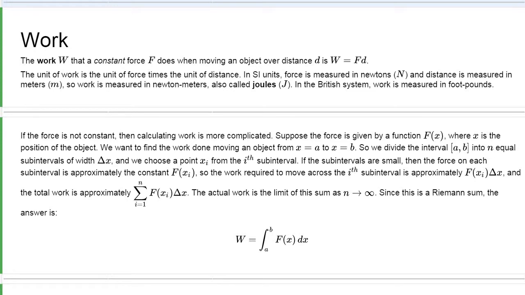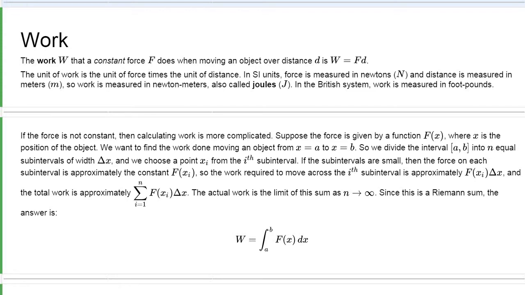Now in that definition, you need the force to be constant. The unit of work is the unit of force times the unit of distance. When the force is measured in newtons and the distance is measured in meters, the unit of work is the newton meter, which is also called a joule. And if the force is measured in pounds and the distance in feet, you have just foot pounds, and there's no special name for that. So we'll use either joules or foot pounds.